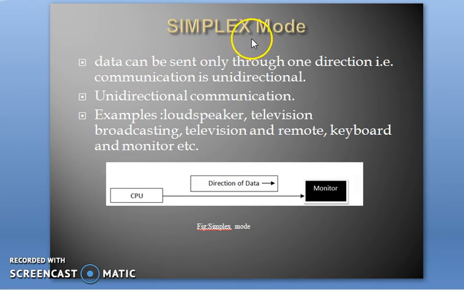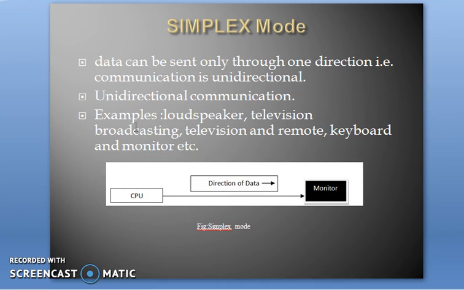In simplex mode of data communication, data can be transmitted in only one direction. That is, the communication is unidirectional. So if I have a CPU and a monitor, and the data is to be transmitted from the CPU to the monitor, then we say that it is a single direction of data. Data flows in only one way. So this is an example of a simplex mode. From the CPU to the monitor, no data is transmitted from the monitor back to the CPU. That is why it is called unidirectional.